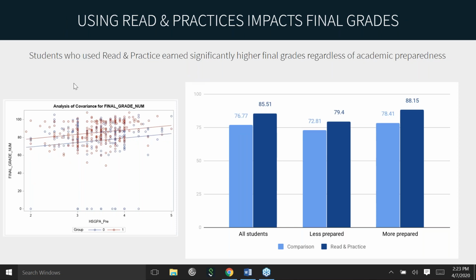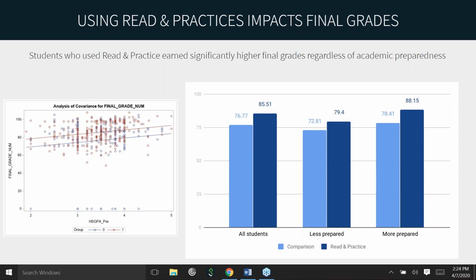The same can be true of overall final course grades. So regardless of these factors that we believe contributed to it, and what you're seeing here is high school grade point average, regardless of high school grade point average, there was a significant impact on a student's final course grade if they use Read and Practice in the class.